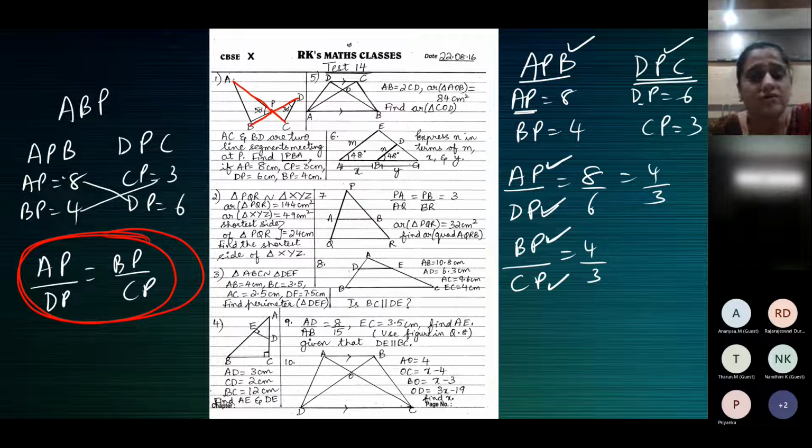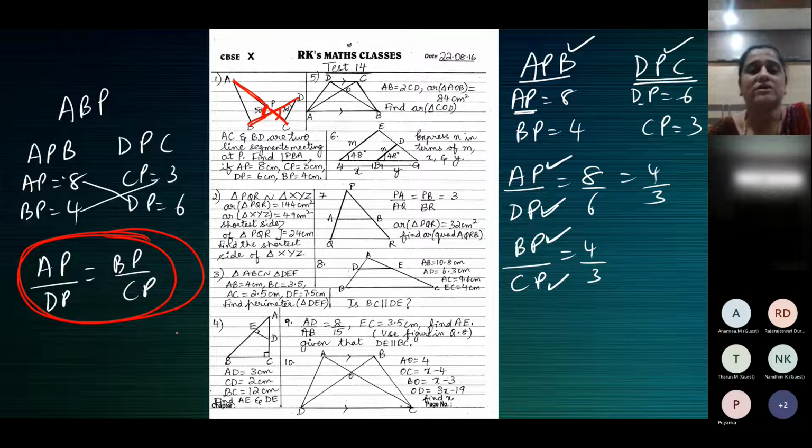Now for these two sides, this is the included angle in the first triangle. For these two sides, this is the included angle in the second triangle. So the included angles are equal. Vertically opposite angles are equal. Angle APB of the first triangle is equal to angle DPC of the second triangle. So by the SAS similarity criterion, the two triangles are similar. That is, triangle APB is similar to triangle DPC by SAS similarity criterion, because the corresponding sides are proportional and the included angles are equal.